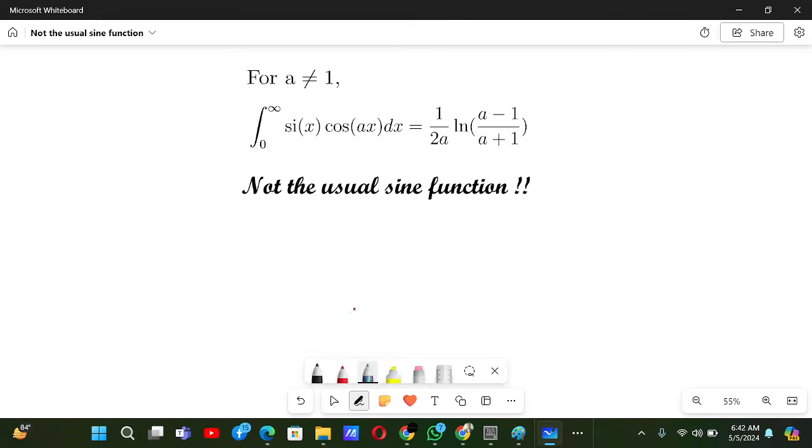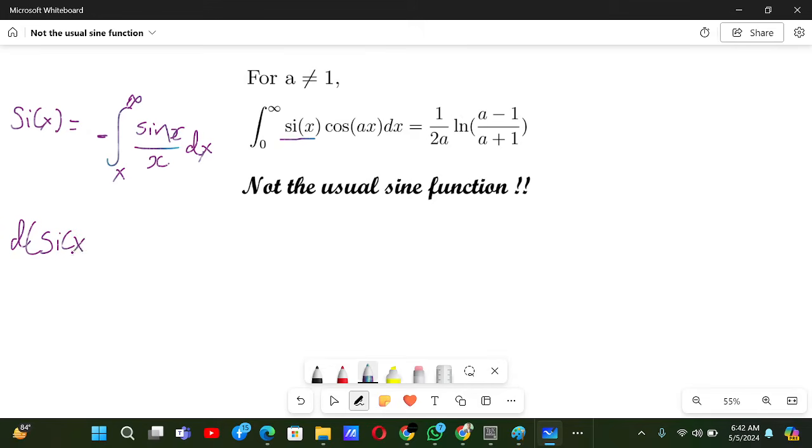Not the usual sine function. The function given in the integral is actually the small si function, which is defined as the integral from x to infinity of sine x by x dx. And also there is a negative sign here, because only if we give the negative sign while differentiating the above function do we get back the original integrand, that is sine x by x. So that's why we give that negative.